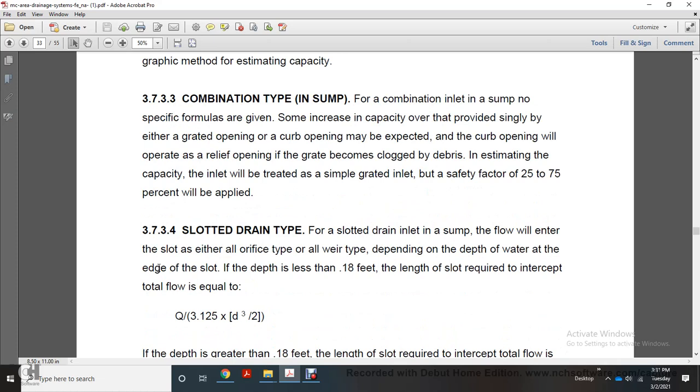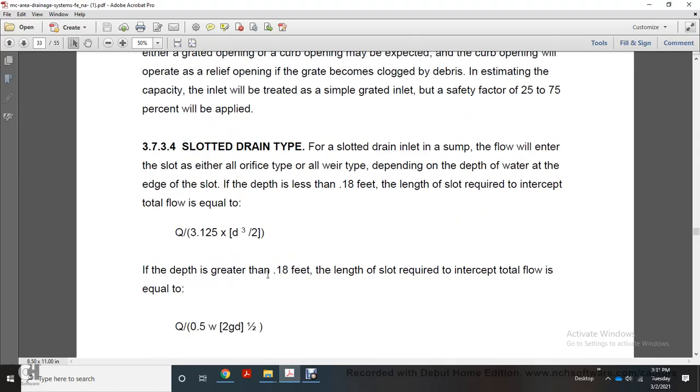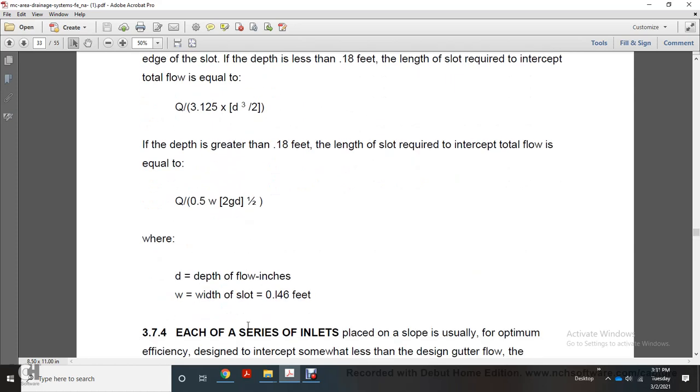Slotted drain type. For a slotted drain inlet in a sump, the flow will enter the slot either as all orifice type or all weir type, depending on the depth of the water over the edge of the slot. If the depth is less than 0.18 feet, the length of slot required to intercept the total flow is equal to Q divided by 3.125 times D to the 3/2 power. If the depth is greater than 0.18 feet, the length of the slot required to intercept the total flow is given by Q equals 0.5 times W times L times the square root of 2gD. D is equal to the depth of flow in feet, and W is equal to the slot width of 0.146 feet.